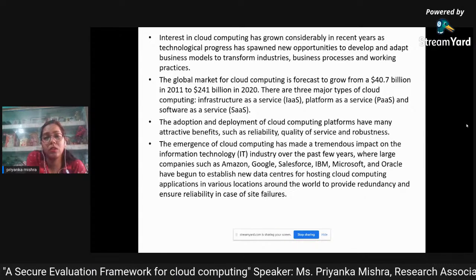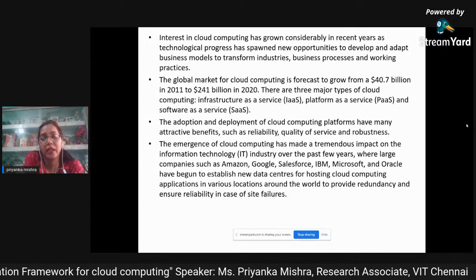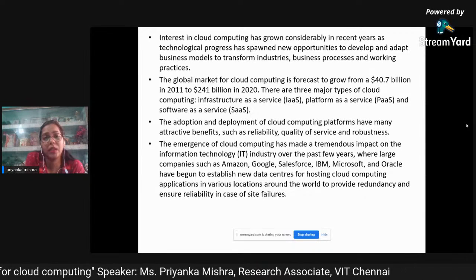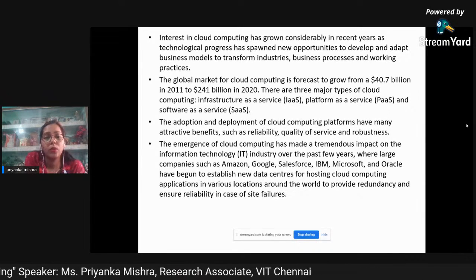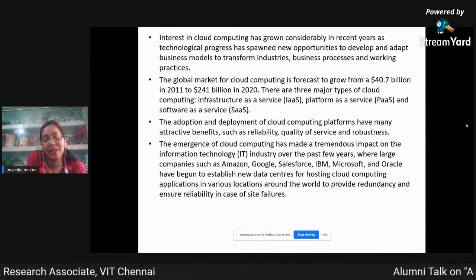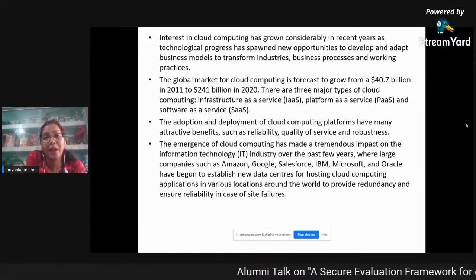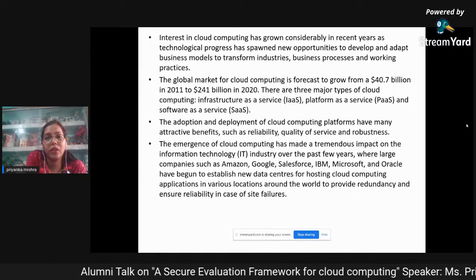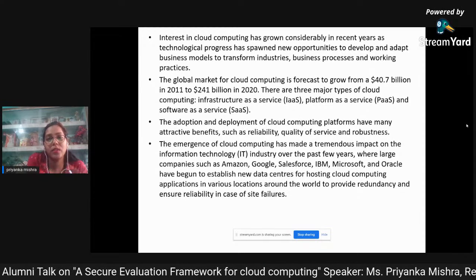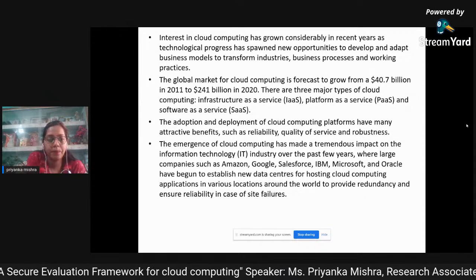Now banking, government, all are using cloud technologies to transform and adapt their business models. Industries also adopt this technology to profit, bringing technical progress to business processes and working practices.